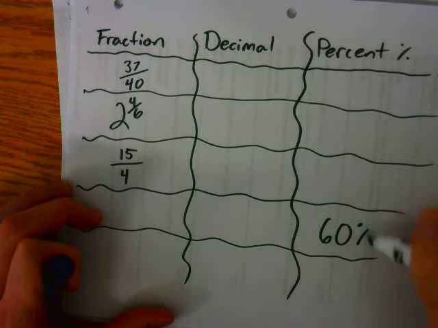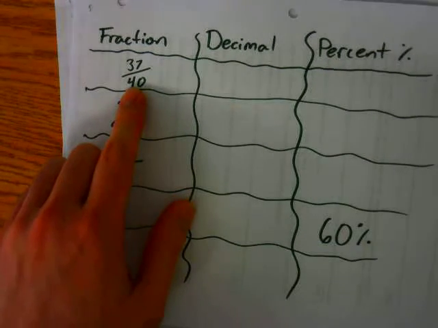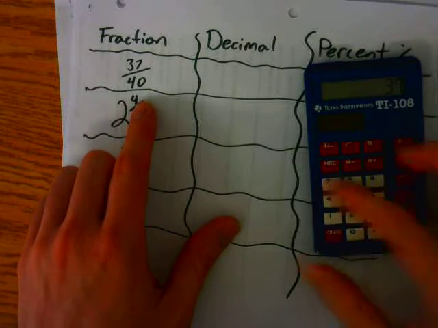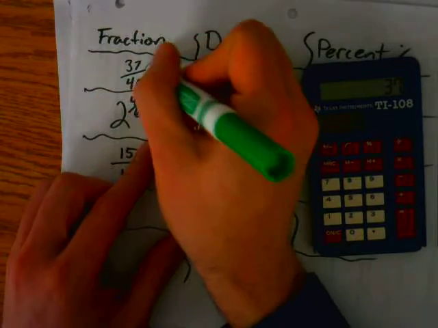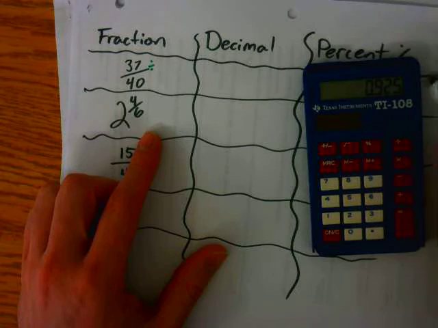60%, like that. All right, let's fill in this chart now. Here we have 37 out of 40. In order to turn a fraction into a decimal, all we have to do is type in 37. We want to divide the numerator by the denominator. So 37 divided by 40 would give us the decimal 0.925.